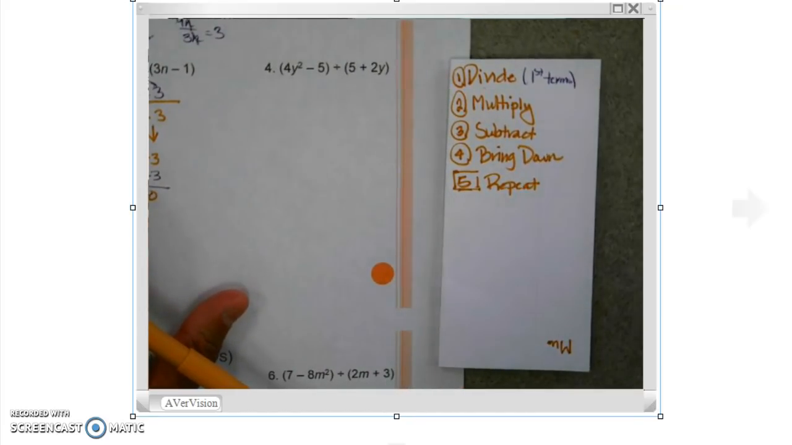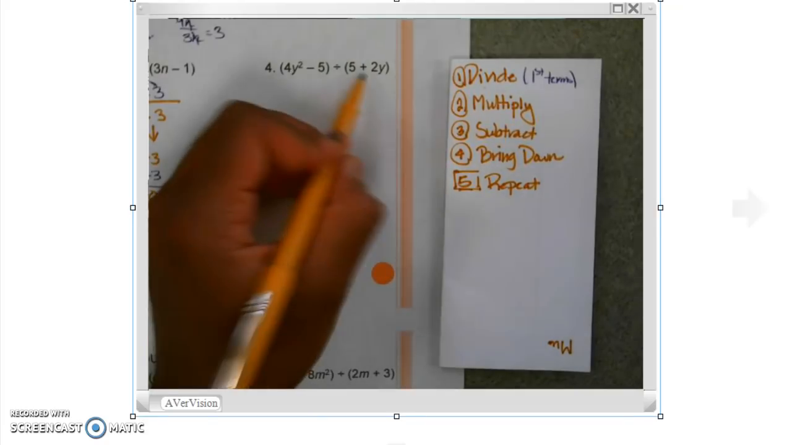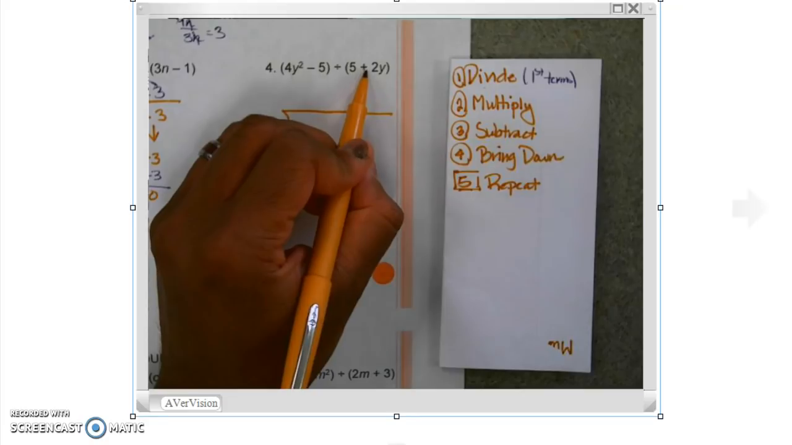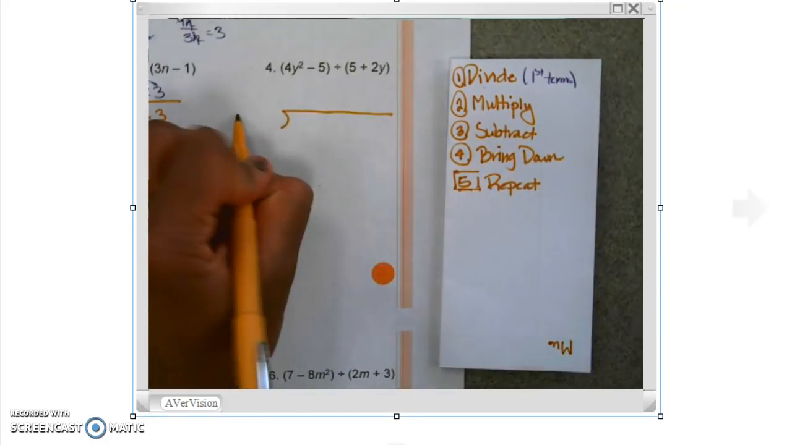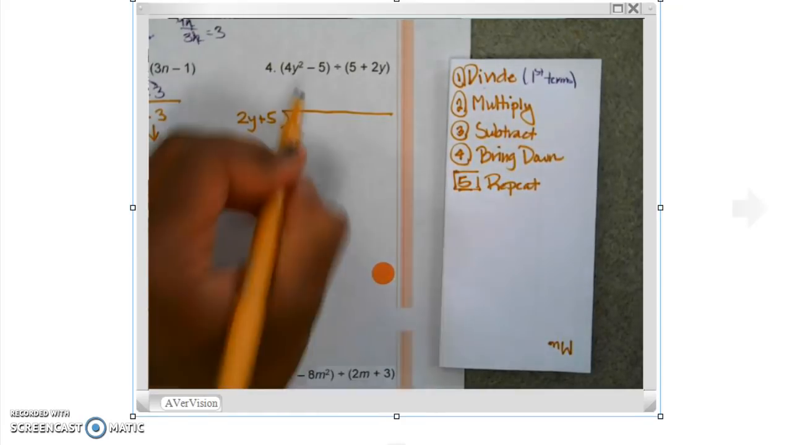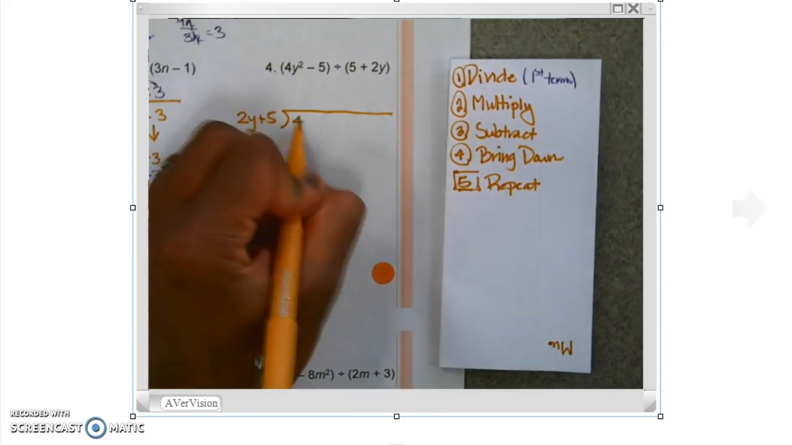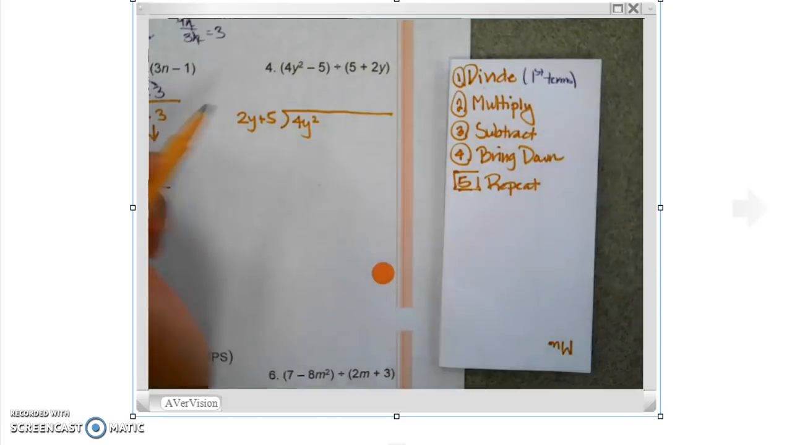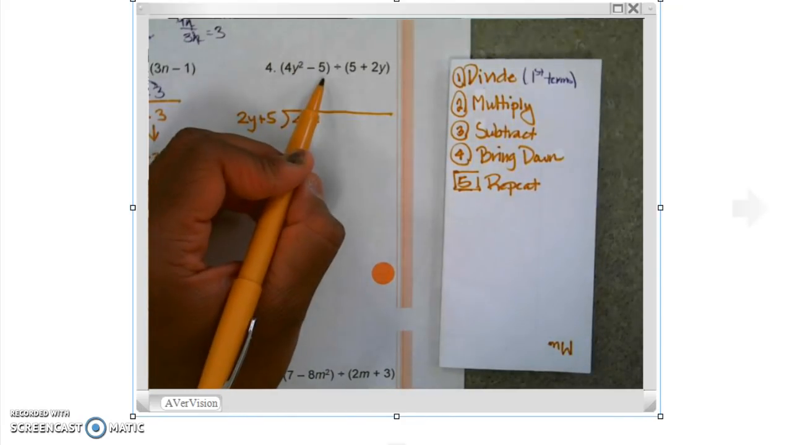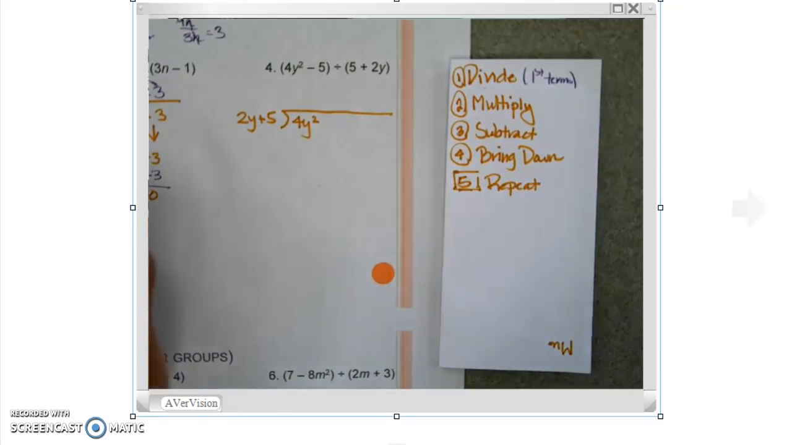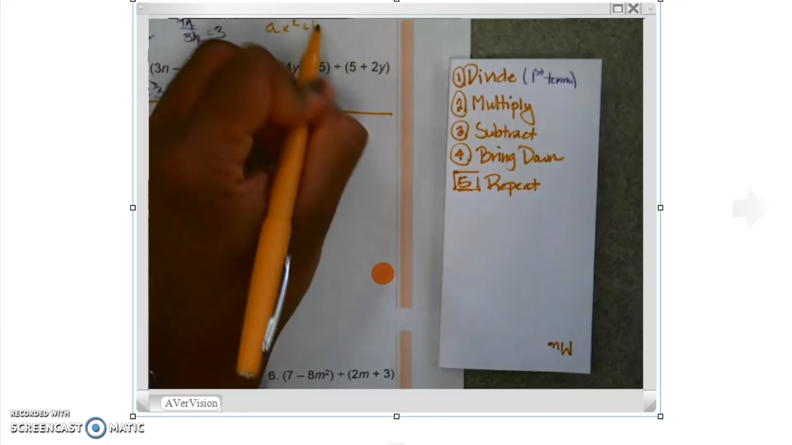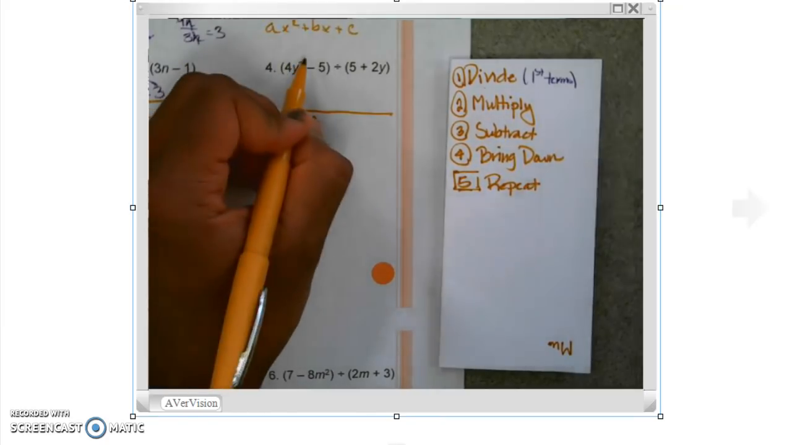It's a little different. It's missing a term, and this is out of order. So when I set this up, follow me on this. Standard form, remember that? The variable should come first. 2y plus 5. Cool. Next thing, standard form, 4y squared. However, I can't just go from y squared to the constant. I need that y term. Normally it looks like ax squared plus bx plus c. That's kind of the standard form.